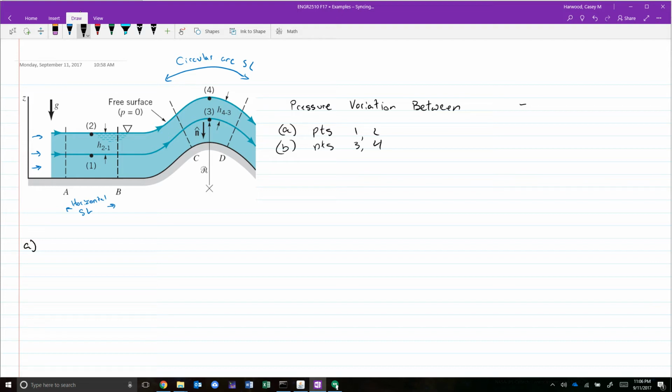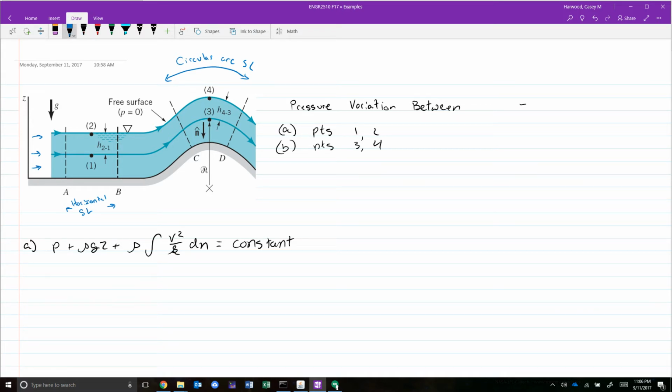In our consideration of F equals ma across streamlines, then integrated in the normal direction, we arrived at the expression that p plus rho g z plus rho times the integral of v squared over the radius of curvature, integrated in the normal direction, is equal to a constant.